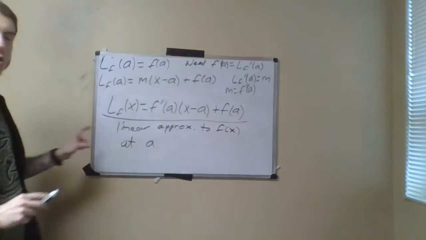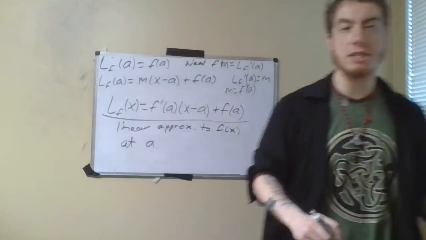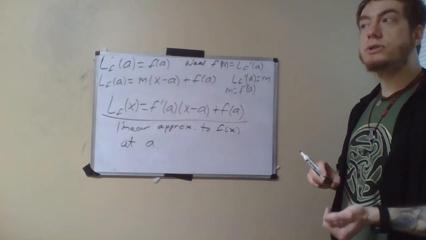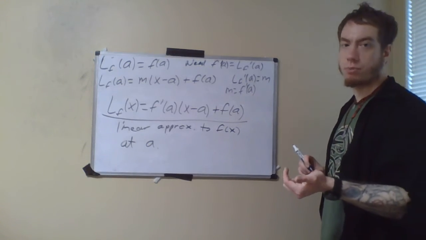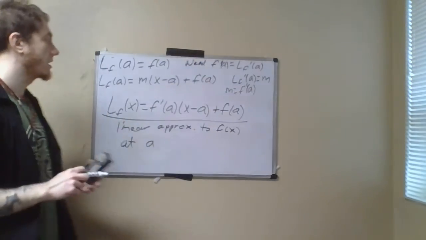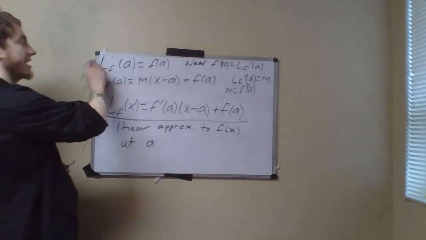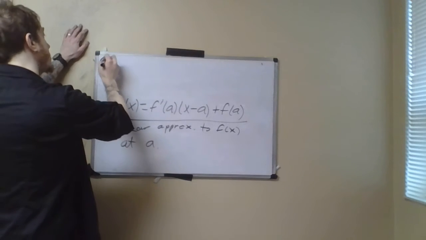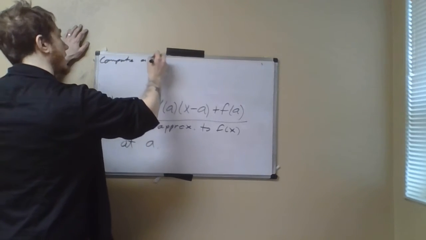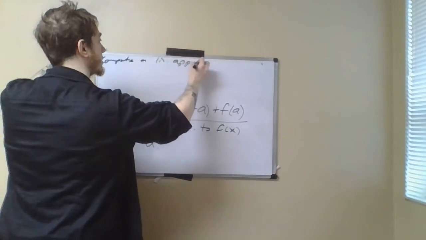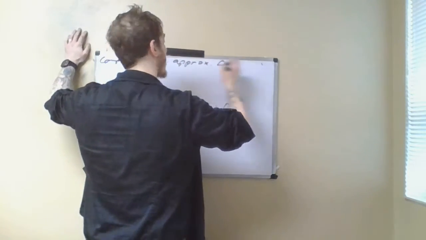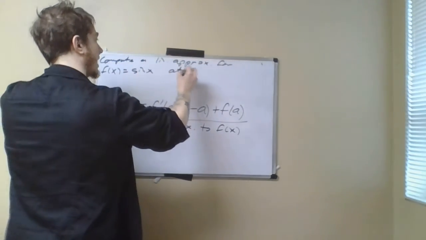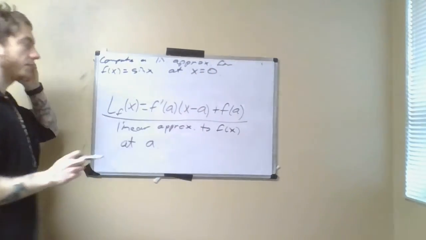at a. Now, notice that you're going to get different linear approximations at different points, but that's fine. The idea is that you can use the linear approximation near a certain point, but that's kind of it. So let's take a look at some applications of this. Let's start by saying, what if I wanted to compute a linear approximation for f of x equals sine x at x equals 0.